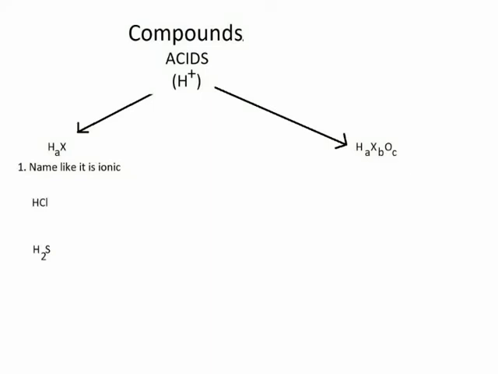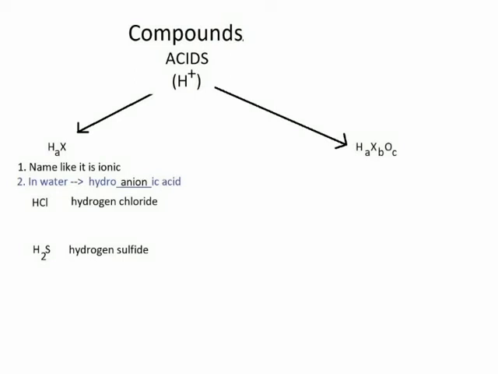Consider these two simple binary compounds. The simplest way to name them, and what you should do if they are in pure form, is to name them simply as if they were ionic. Therefore, the first one would simply be hydrogen chloride, and the second one would simply be hydrogen sulfide. Like I said, if you have them in pure form, they're both gases at room temperature, you should simply name them that way.